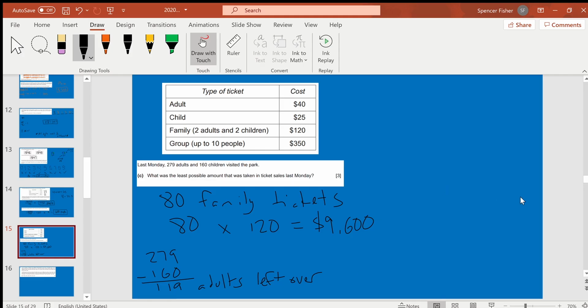So how many groups would it take per 10? So if we were to round this up, for example, it would be 120 people. That's 12 groups times $350 is $4,200.